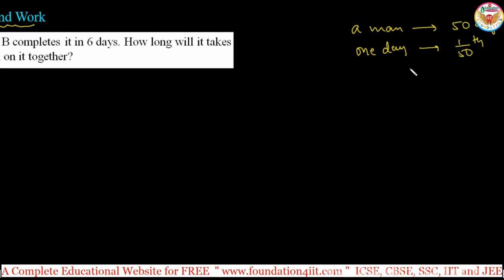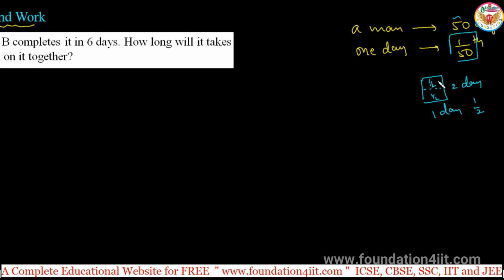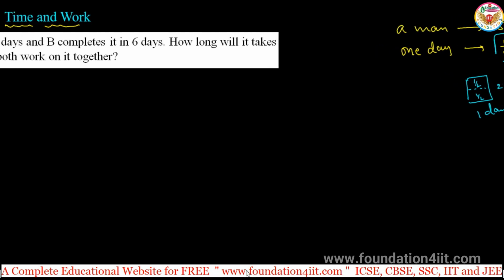Right? This is the thing. For example, if a person can do the complete work in 2 days, then in one day he can do only 1 by 2 part, half of the work, right? That means the reciprocal of this number. Same way in reverse: if a person does 1 by 50th in one day, we can do the work in 50 days. So this number should be the reciprocal. Right? Let us see the questions here.